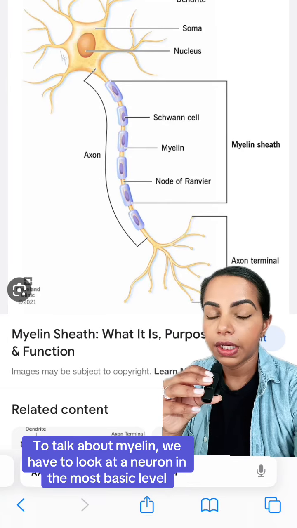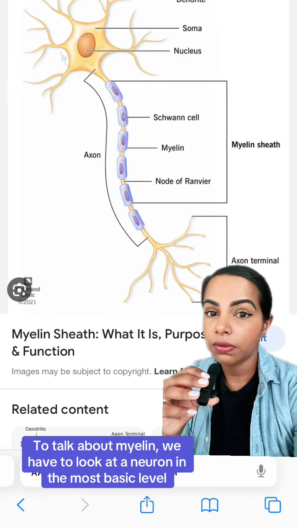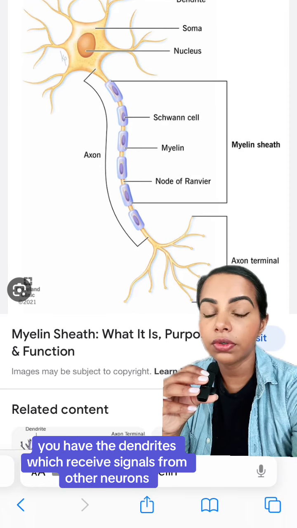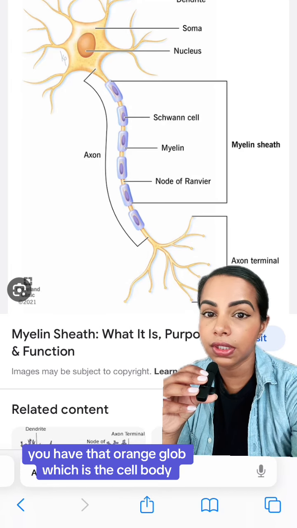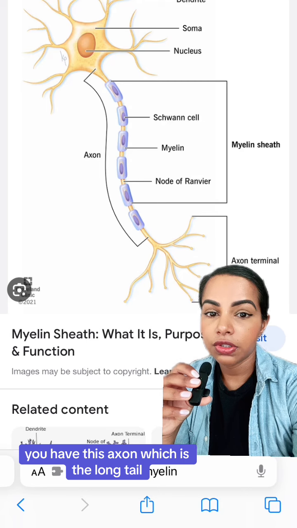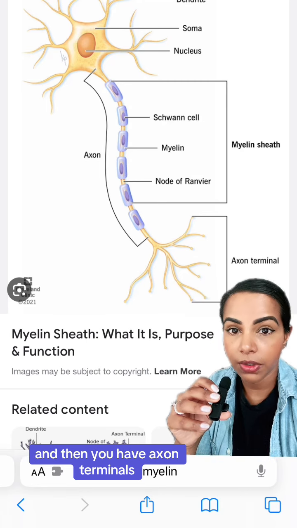To talk about myelin, we have to look at a neuron at the most basic level, which is what we're looking at right now. You have the dendrites, which receive signals from other neurons. You have that orange glob, which is the cell body. And you have the nucleus, which is the epicenter of the neuron. You have this axon, which is the long tail, and then you have axon terminals.